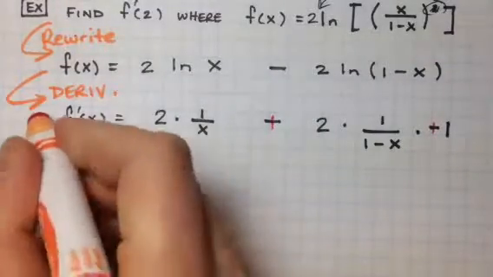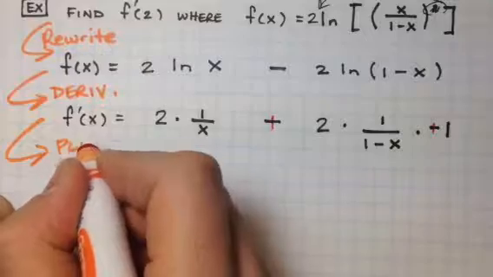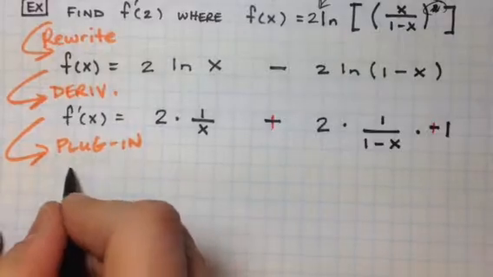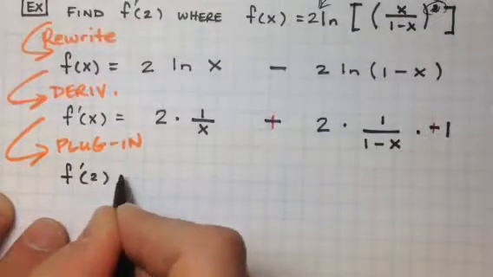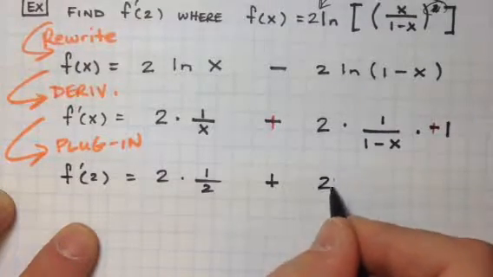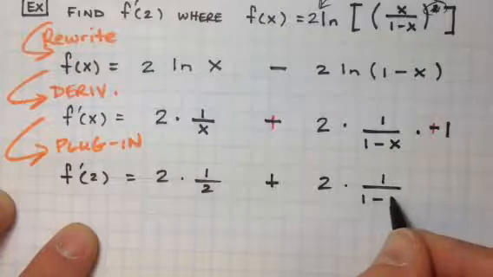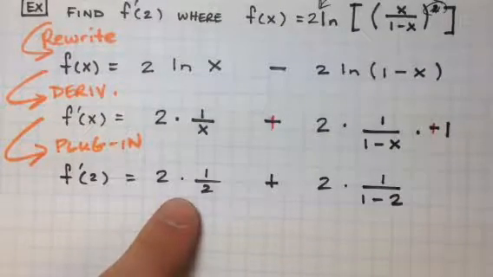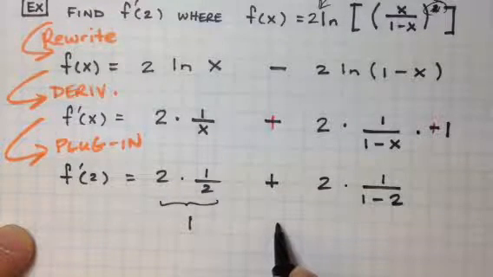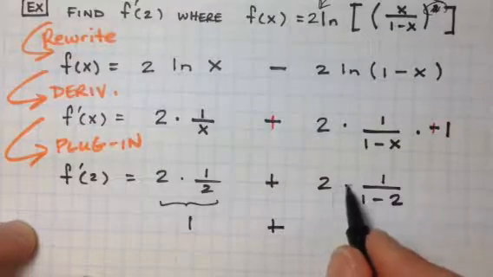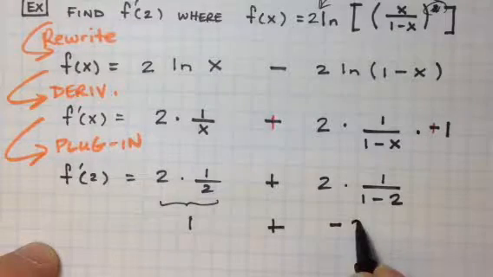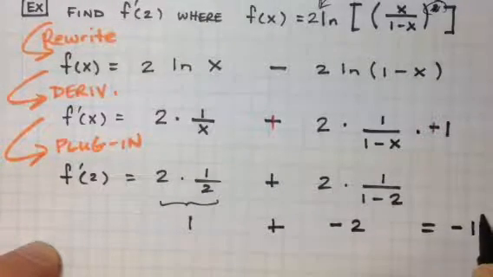And so the last step in this case is going to be, since we want to know the derivative at 2, let's plug in that 2. When we do that, we get f prime of 2 is equal to 2 times 1 over 2 plus this would be 2 times, that's a 1, plus this would be a 2 over negative 1, which is a negative 2, gives us a negative 1.